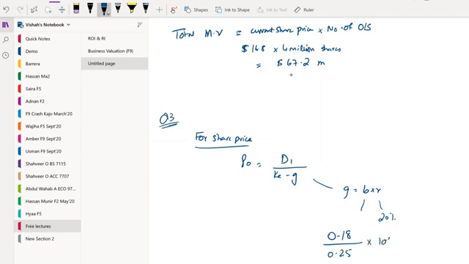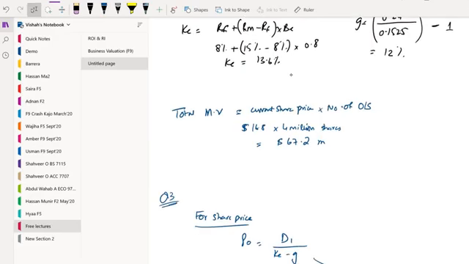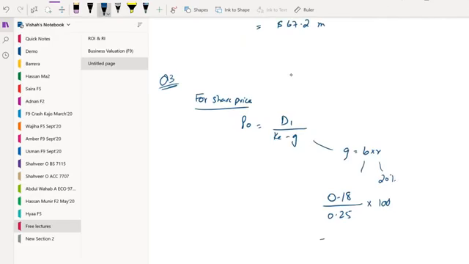We'll get a percentage of 75. Subtracting it from the amount of 100, we will get a percentage of 25. That is our retention ratio. What does the retention ratio say? The retention ratio says that this is the amount that is retained by the company and has not been paid out as a dividend to the shareholders.